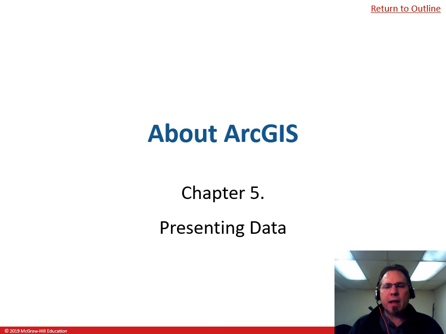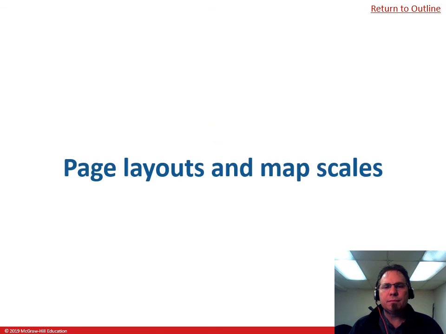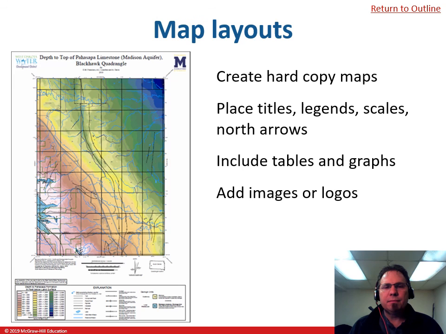All right, so now we're going to head into how to do this stuff in GIS itself. So we're going to look at page layouts and map scales. Map layouts are hard copy maps or even what you see on your screen. And again, it's going to be portrait or landscape. You can add things like tables, graphs, images, or logos. You must have a title, a legend, scales, and north arrows. Those are required elements. But other than the legend, they're pretty easy. They're very easy to add to an ArcMap.